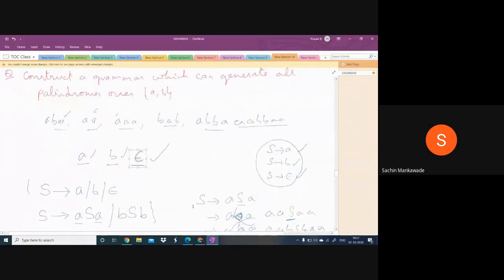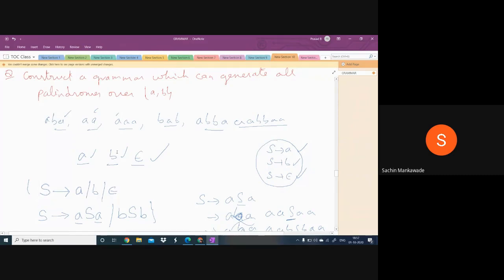So, whenever you are constructing a grammar, take the smallest strings. These are the smallest strings: A, B, epsilon. So, take the smallest strings as productions. That is, S derives A is a production, S derives B is a production, S derives epsilon is a production. These are the three productions. So whenever a language is given, first find the smallest strings, and those smallest strings you take as productions. Here these are the productions: S derives A, S derives B, S derives epsilon.